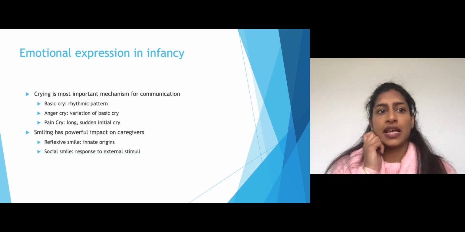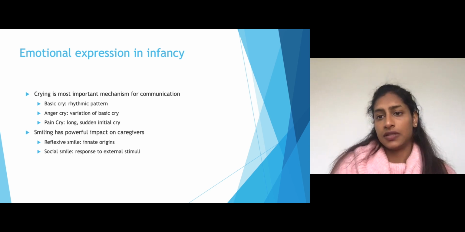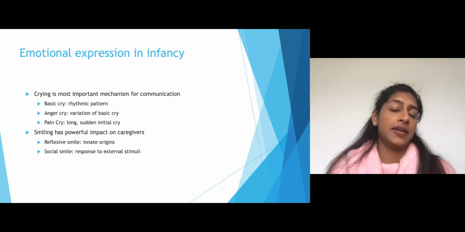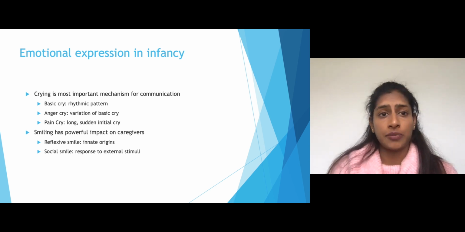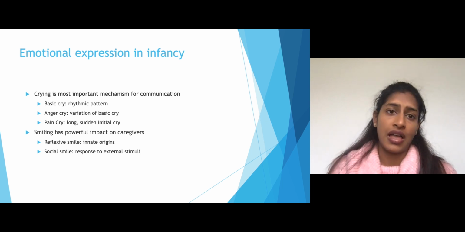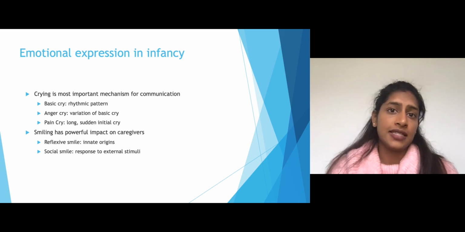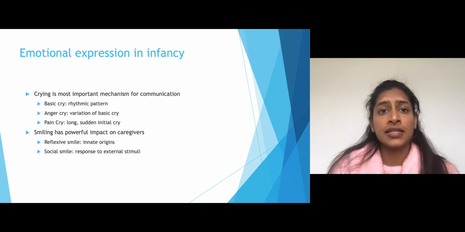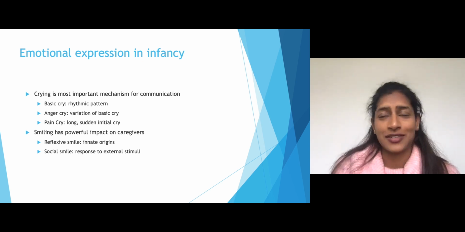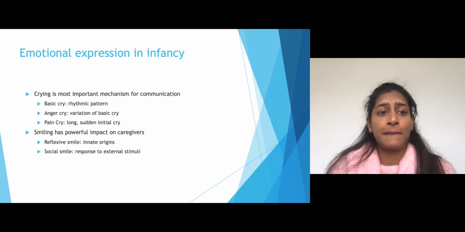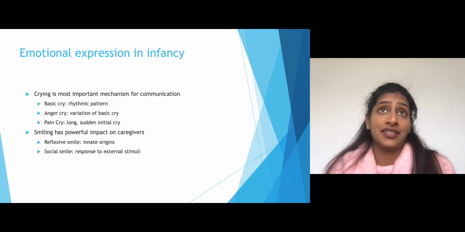But how do we express that emotion in infancy? Well, frequently this happens through crying. In our last chapter, we talked about crying a little bit, the difference between a basic cry or an anger cry versus a pain cry. But this tends to be the most important mechanism for communication for us. Initially, it indicates our feelings. We can't say, I'm sad, right? Or I'm in pain. Instead, we evidence a cry.